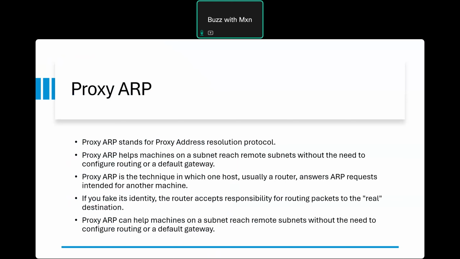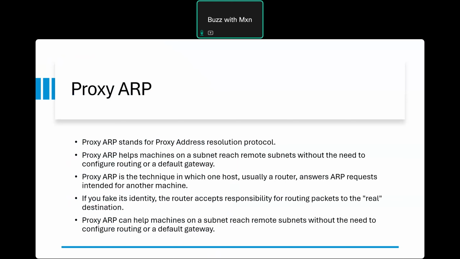So once the router responds back to the host which is initially sending the request, it accepts the responsibility that it will route the packet to the real destination, because if it has the location embedded in its routing table, it will be able to reach that particular destination. So it responds back to the ARP request with its own MAC address, and then later on it will route the packet to the real destination by itself.